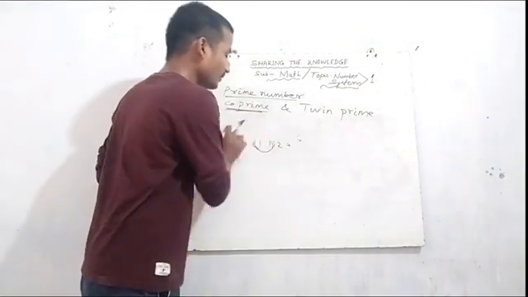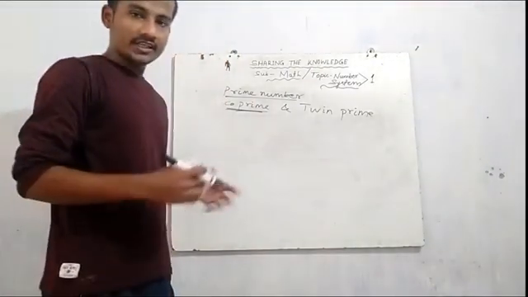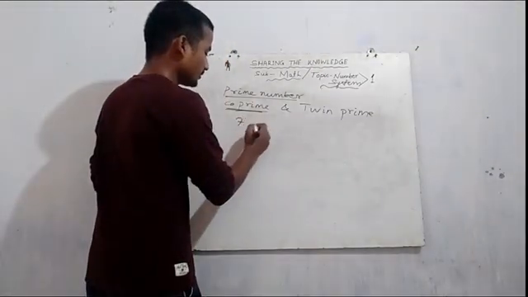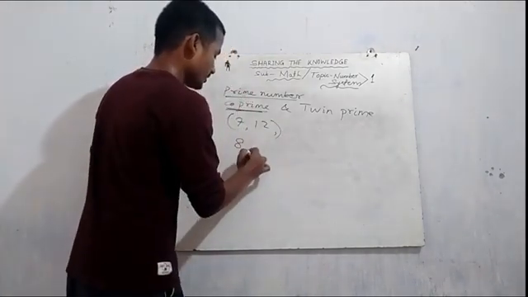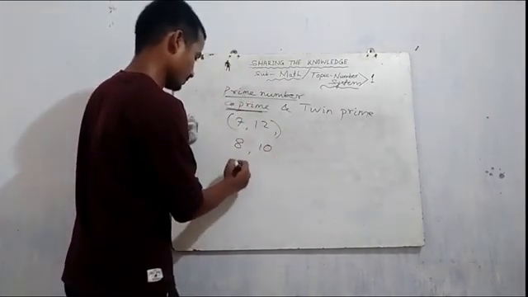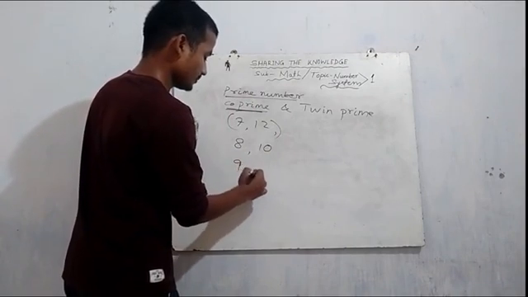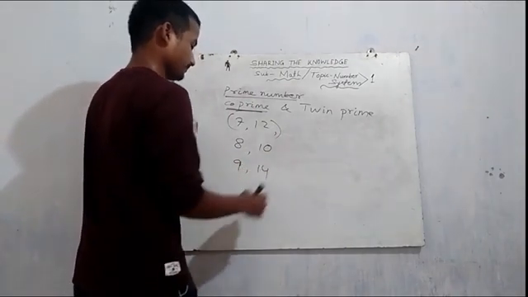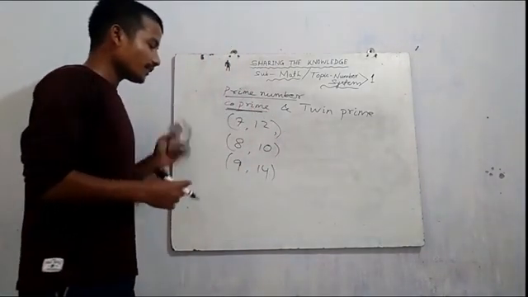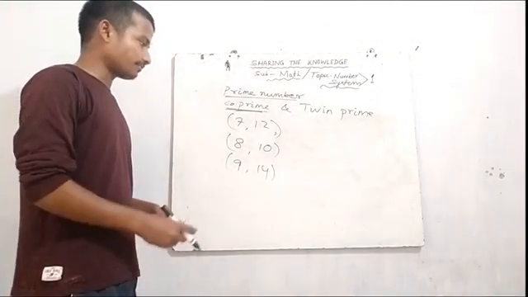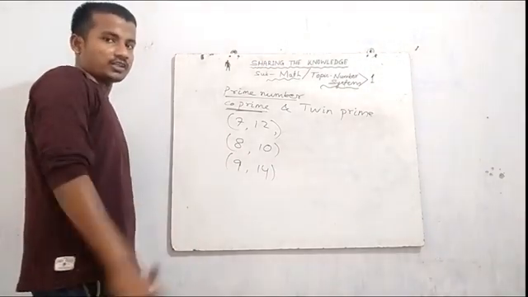Okay, first then tell me among of these numbers 7, 12, 8, 10, 9, 14, which is a co-prime number and which is not a co-prime number among these?